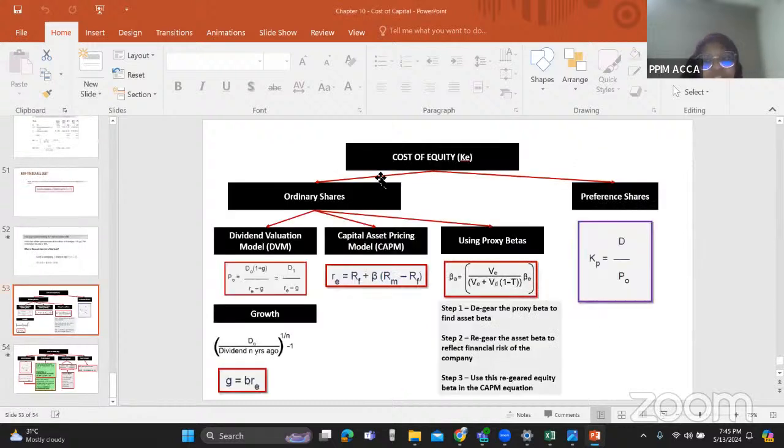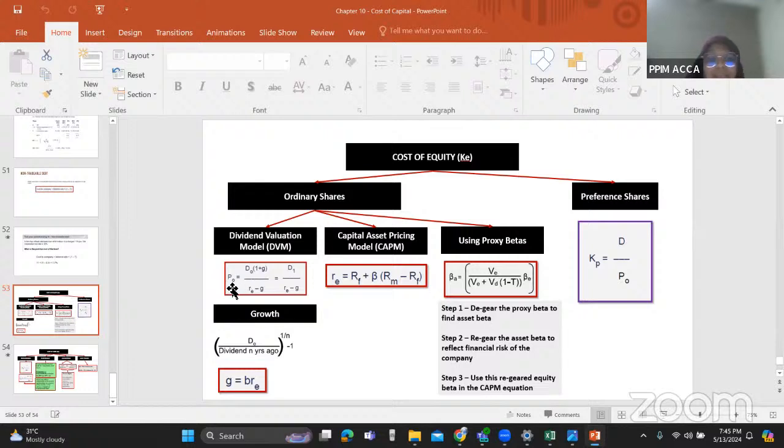Okay, so cost of equity, if it is an ordinary share, there are three different methods that I can follow. If it's a preference share, there is only one method. Okay, so what are these three methods? The first one is the dividend valuation model, or what they call here the dividend growth model. Both are the same. Okay, so this is where we have an equation.